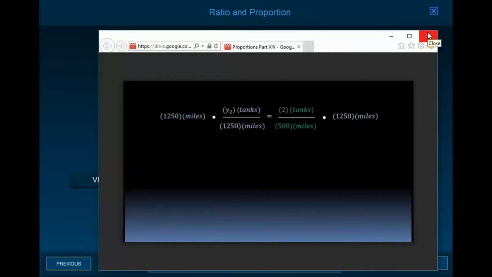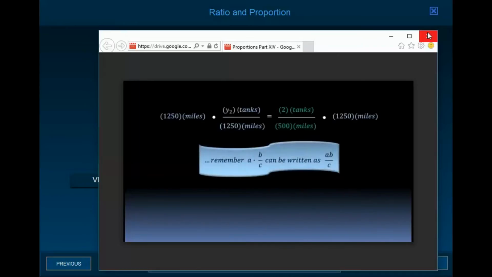Our equation is at this point, and we can easily show with our rules that this pattern is true, that if we have A times B over C, this can be rewritten as AB over C. And in our equation, we have 1,250 miles times y sub 2 tanks over 1,250 miles.